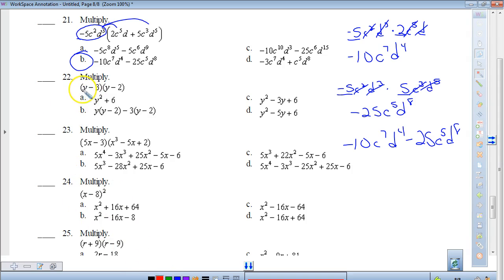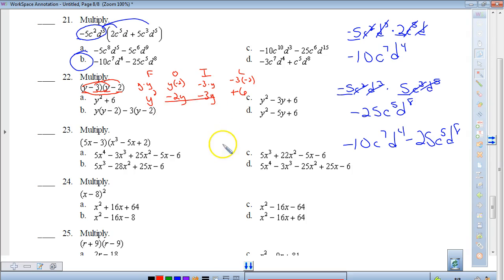Number 22, looks like we have a binomial times a binomial, and when we have that situation, we have our lovely mnemonic FOIL that we can use. F stands for first, that's y times y, which is y squared. O stands for outer terms, that would be y times negative 2, which is negative 2y. I stands for inner terms, that's negative 3 times y, which is negative 3y. And L stands for last, so that's negative 3 times negative 2, which would be positive 6.